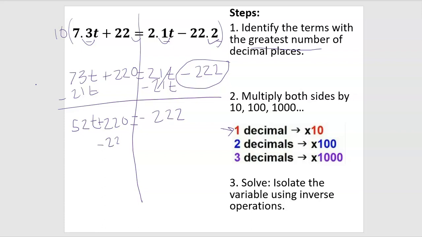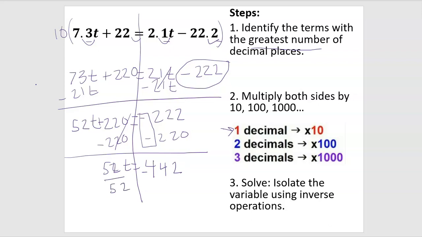So now I'm going to subtract 220 from both sides, remembering that 222 is negative. So that's negative 442. So these signs here mean I'm going to add and keep. So it's going to become negative 442. Divide by 52. And I'm going to have to do some long division again. I know my answer is going to be negative.